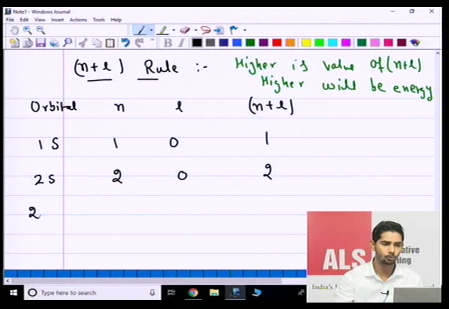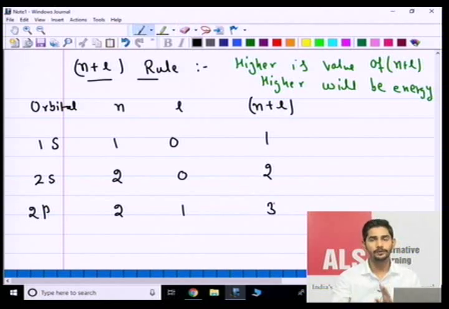Now let's move on to the 2p. Value of n will be 2. Value of L for p is 1. This one will be 3. Now you can compare 1s, 2s and 2p. 2p has got the value of n plus L as 3. That's why 2p has the higher energy as I compared 2p with the 1s and 2s.